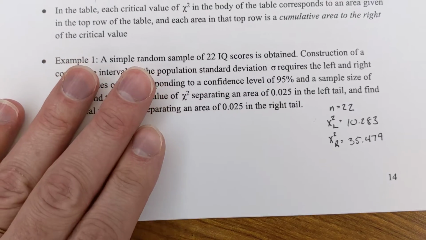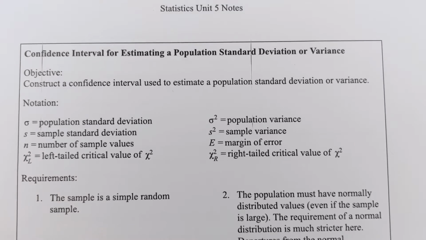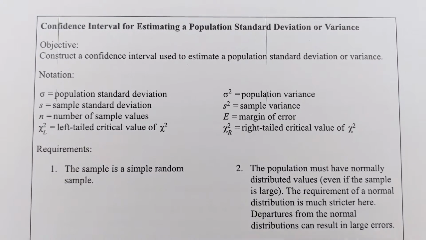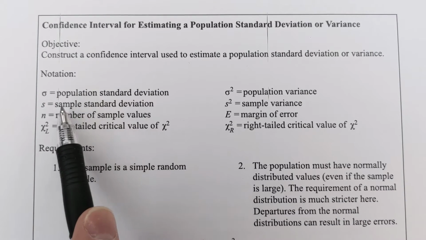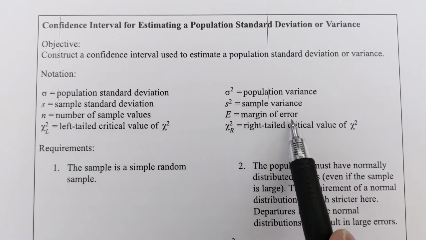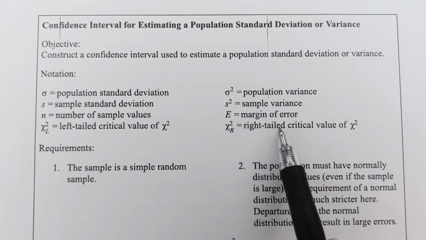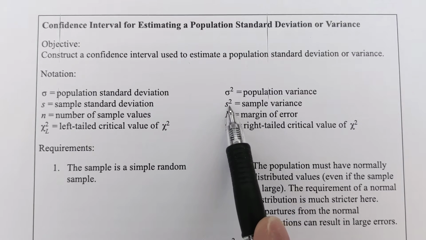Okay, so let's go to the next page here. So here's our rules for calculating these things. Just some definitions: sigma, the population standard deviation; s, the sample; n is the number of sample values; chi-squared L is the left-tailed critical; chi-squared R, the right-tailed. Variance is always the square of the standard deviation, so same thing here.